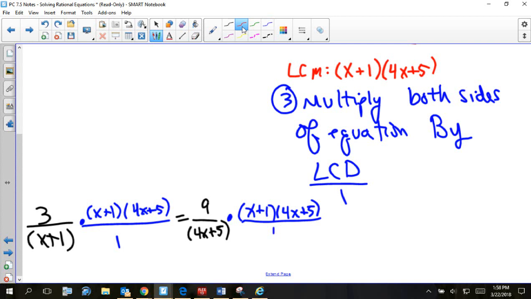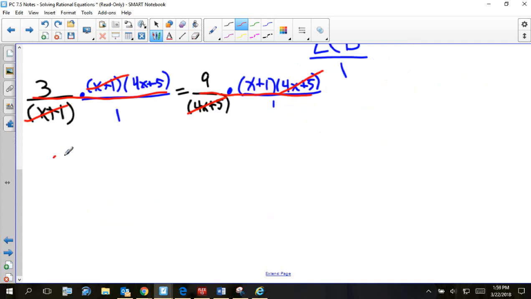How do I multiply fractions? Straight across. So I'll just extend that line. And when I multiply on the left side, something's going to cancel. When I multiply on the right side, something's going to cancel. So now what do we have left over? 3 multiplied by 4x plus 5 equals 9 multiplied by x plus 1. No fractions. So now we just have an equation to solve. Hey, no more fractions.